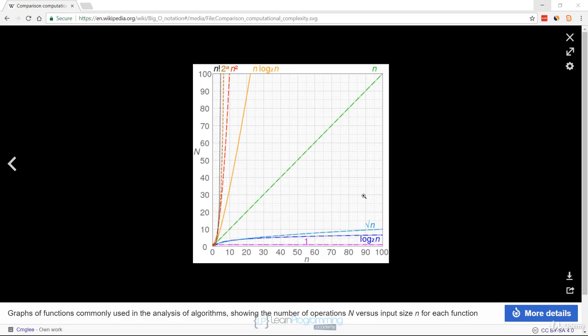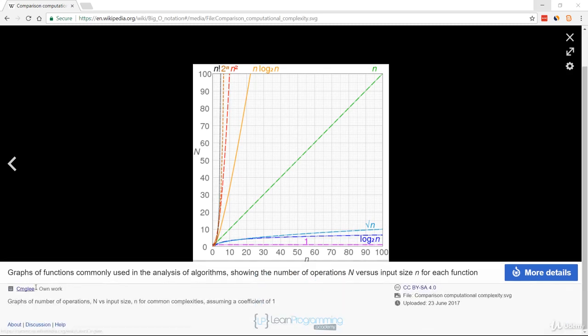So I'm here at Wikipedia, and you'll find this image in the Wikipedia article about big O notation, and I've also included a link directly to this image in the resources section. This image was created by user CM Glee.